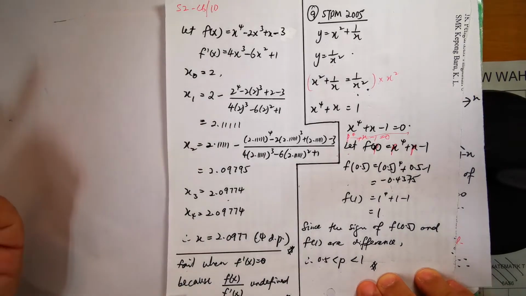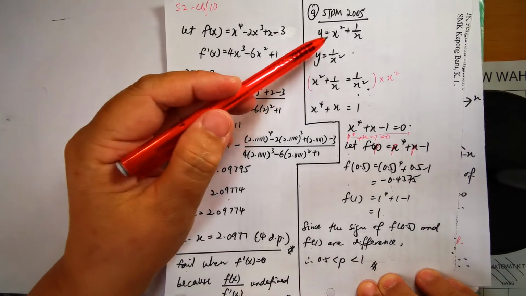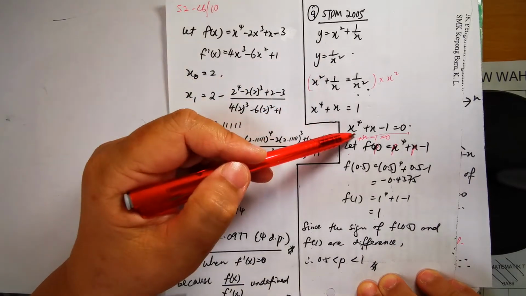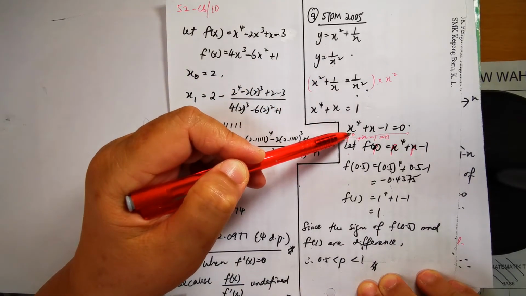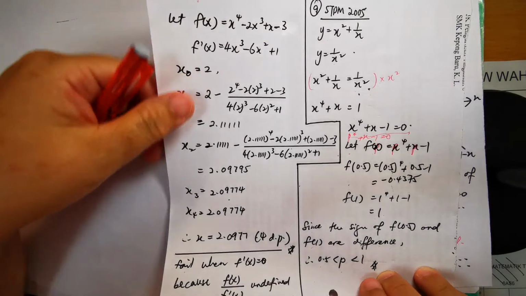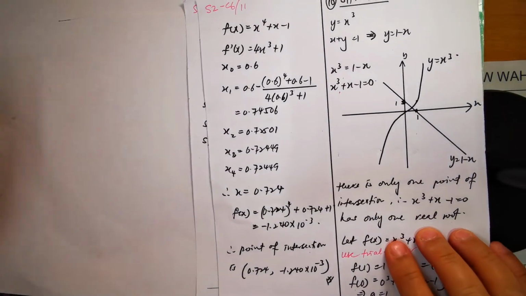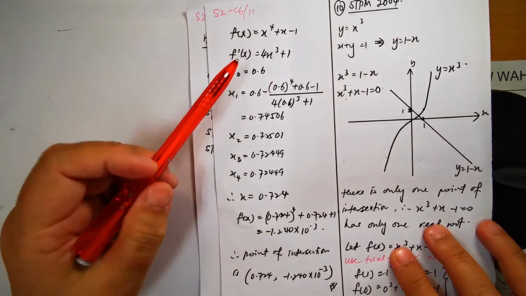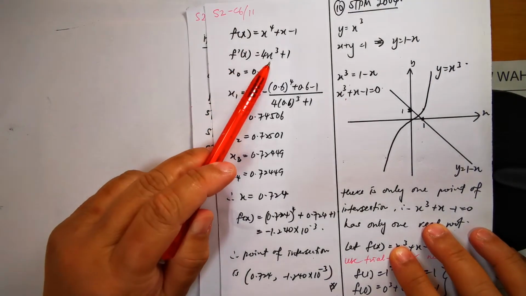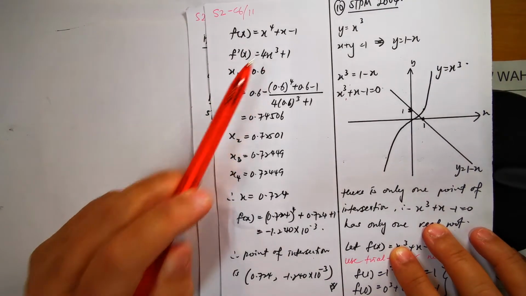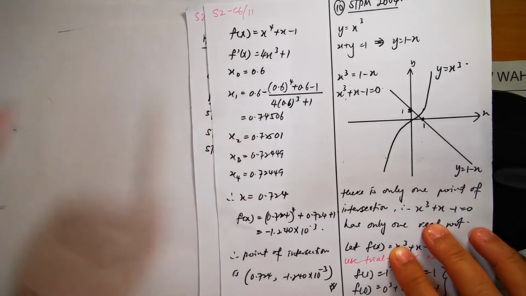As we have done before, you need to combine them and get the equation. So this is the first part. After you have proved this one, then the second part, again, as usual. This is our f(x), so this is our f prime x. Differentiate it. Start with x naught equals 0.6.